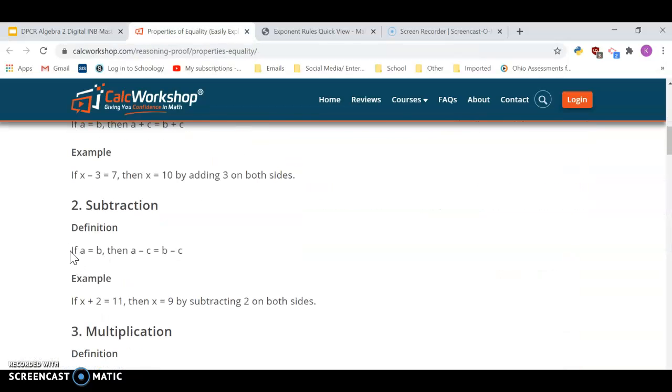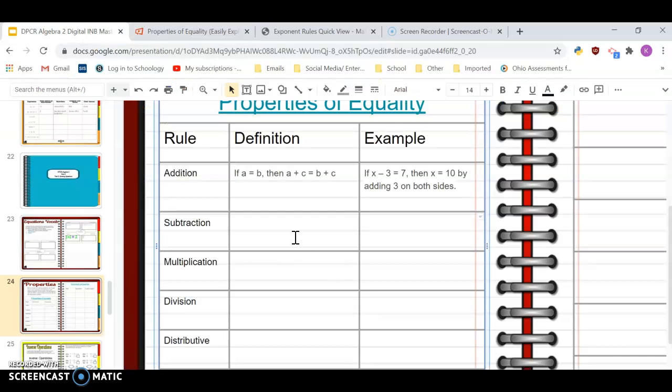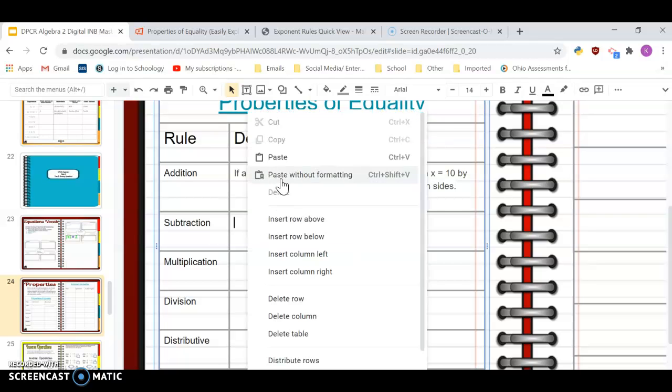So the rule for subtraction: if A equals B, then A minus C is equal to B minus C. So just like the previous rule, if we've got two things that are equal to each other in an equation, so one side here is equal to this side, if I subtract the same thing from both of those sides, then they are going to still be equal. So let's copy that over, and then we're going to take a look at that example.